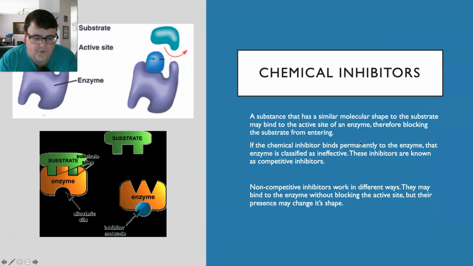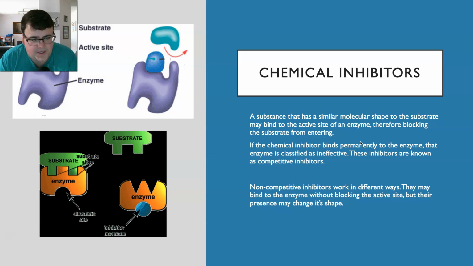We talked a little bit before about inhibitors. So there's two types of inhibitors. They're competitive inhibitors and non-competitive inhibitors. First off, what is an inhibitor? It's a substance that has a very similar molecular shape to the substrate, and it can actually block the substrate from entering an enzyme and make the enzyme ineffective and not able to do its job.